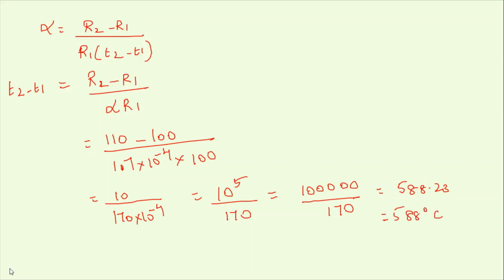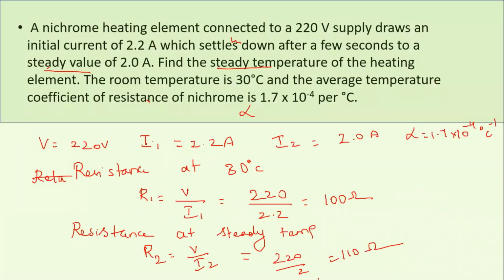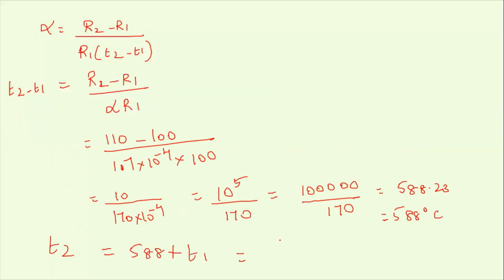Now, this is T2 minus T1, right? So when you wanted T2, T2 will be 588 plus T1. What is your T1 value? Check the question. T1 value is 30 degrees, right? So you have to add that 30 to this. 588 plus 30, what will be your answer? 618 degrees Celsius. Here one rounding off we have done. So this is the steady temperature.